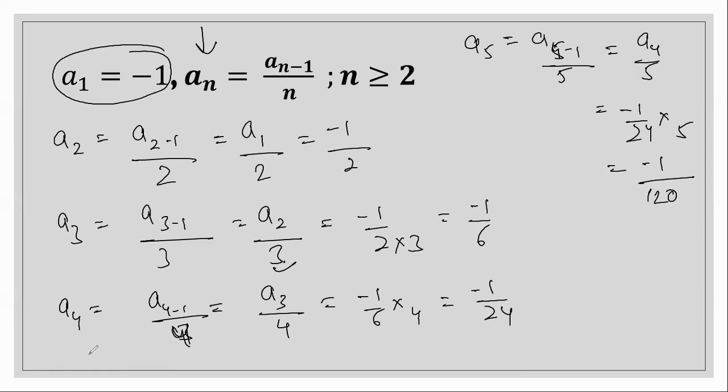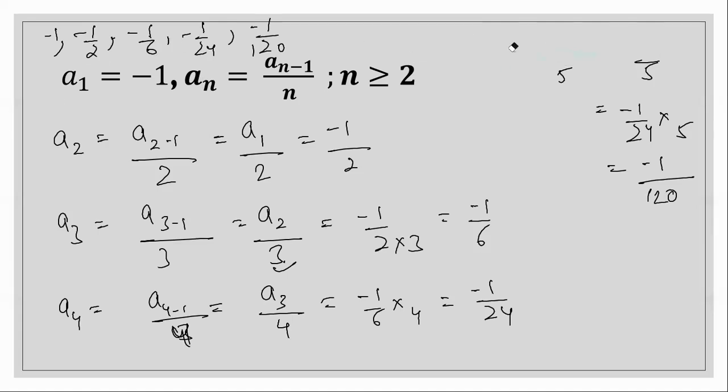So what is the sequence, everyone? So I'm writing it here. Just a second. I'm writing it on the top. So it will be -1/2, -1/6, -1/24, and the first value is -1, and then -1/120, right? This is the sequence. And what is the series now? We just have to add all the values to find out the series.